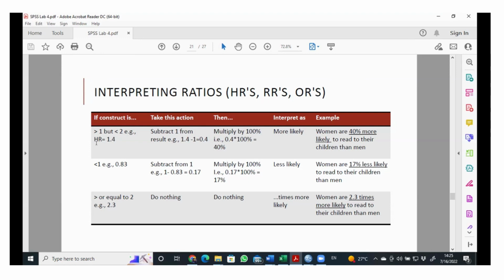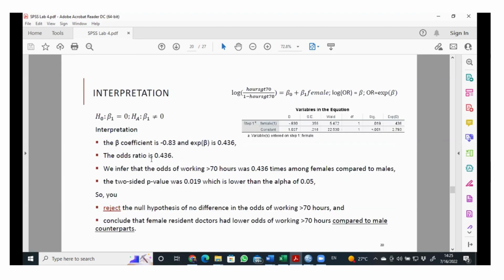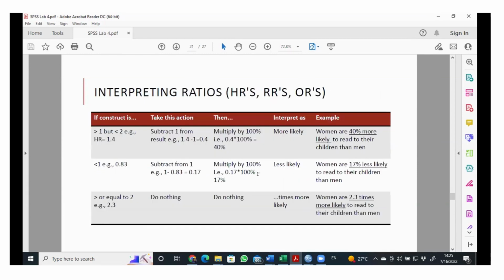So if the odds ratio, for example, was 1.4, an easy way to interpret it... Here we interpreted it, we just said 0.436 times among that, and I asked you, is it higher or lower? And you said it is lower because when you multiply this, it gives you a lower value than 1. That's why we also have a negative value here with the beta value. So it tells us that females have lower odds. Now, if we had a value of 1 point something, it means that females had higher odds, and that higher odds was by 1.4.